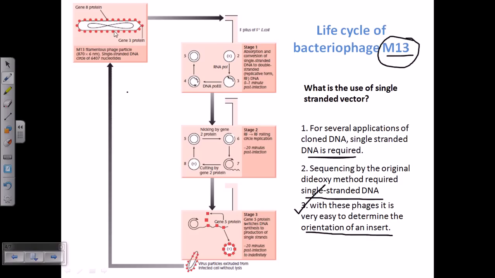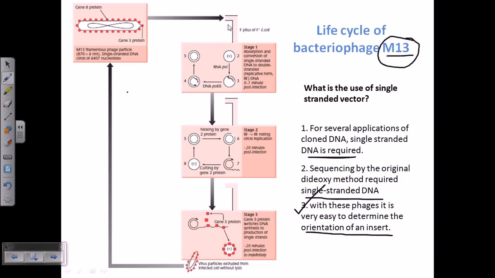Now we can see in this picture, this is M13 filamentous phage. They are also called filamentous phage. In this case, what we can see inside is one DNA, which is single stranded in nature, and it is covered by a capsule having the gene 8 protein. It is called the gene 8 protein.